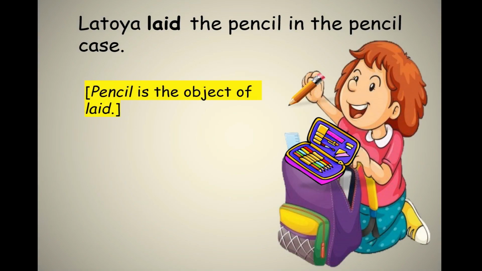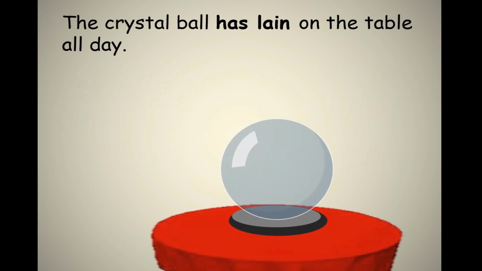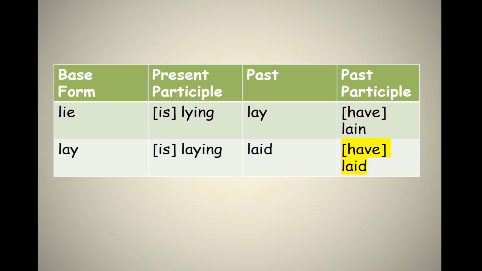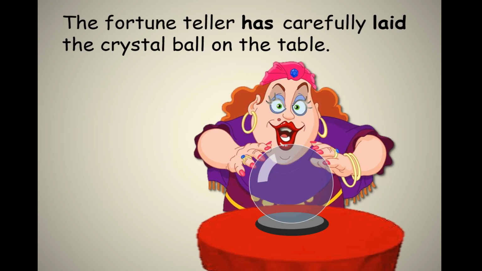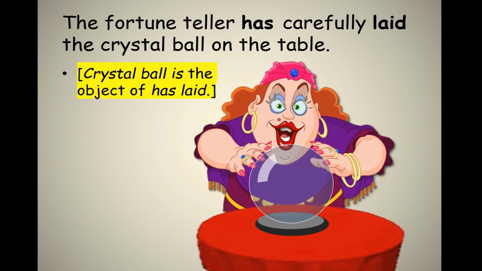It receives the action. Let's look at the past participle of lie, which is have lain, in a sentence. The crystal ball has lain on the table all day. Again, we see that has lain has no object. How about the past participle of lay, which is have laid? The fortune teller has carefully laid the crystal ball on the table. Crystal ball is the object of has laid. It's the thing that receives the action.